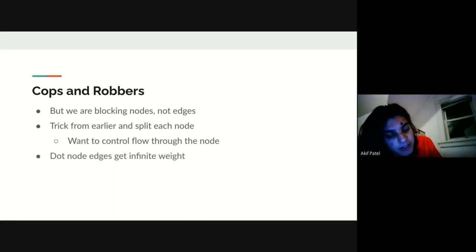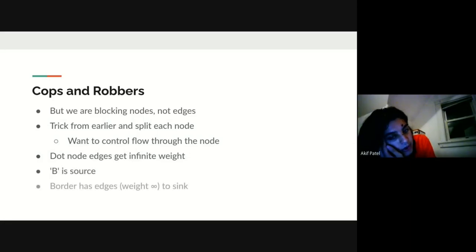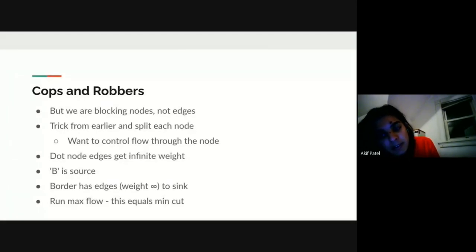And so what we can do is give the dot nodes infinite weight. I'm now talking about giving weight to the nodes themselves, and the way we do that is you give weight to the control edge in the middle. So the dot nodes get infinite weight, B is a source, the border has infinite edges to all the sinks, and then you can just run the max flow algorithm, and this gives you the size of the min cut. Your algorithm will never prefer cutting an infinite edge, so it'll just cut the middle finite control edges, which will try to block B out from the outside.